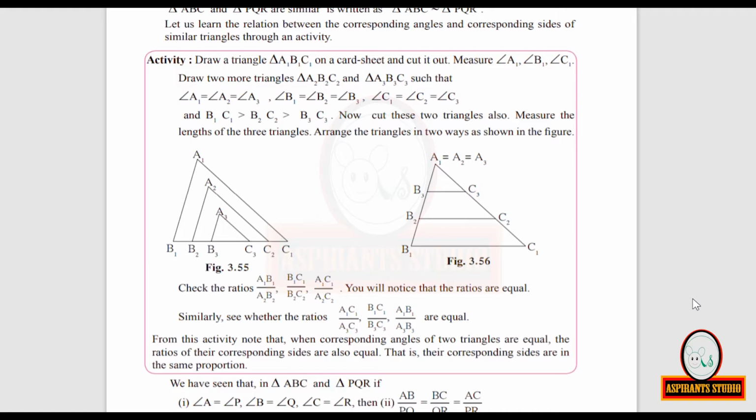Now we have seen that in triangle ABC and triangle PQR, if measure of angle A is equal to measure of angle P, measure of angle B is equal to measure of angle Q, measure of angle C is equal to measure of angle R, then AB upon PQ is equal to BC upon QR is equal to AC upon PR. This means if corresponding angles of two triangles are equal, then the corresponding sides are in the same proportion.